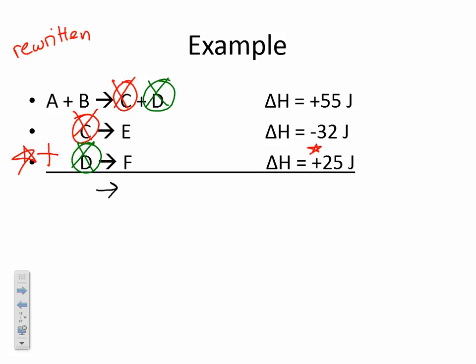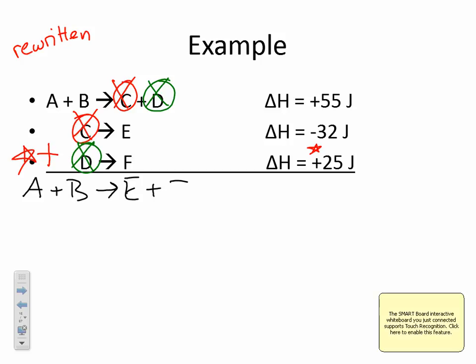So I'm going to keep on the left-hand side of the arrow the A plus B, and then I'm going to keep on the right-hand side of the arrow the E plus the F, and that's going to give me my overall target equation, which is good because it tells me that I manipulated these reactions in the correct way. You need to be able to manipulate them so that they give you the overall target, which you did. My smartboard is having a moment right now. All right, so we have E plus F, which is what we want.